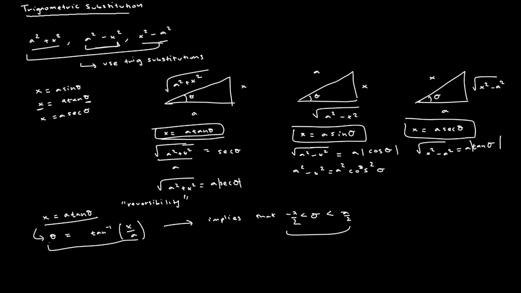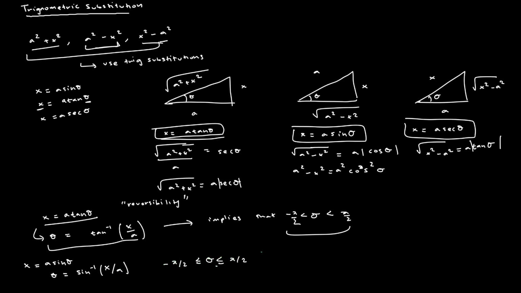So with other substitutions, this domain relates to when we've used x equals a tangent theta. If we did x is equal to a sine theta, then theta is equal to sine inverse of x divided by a. And now our domain is restricted to negative pi over 2 is less than or equal to theta is less than or equal to pi over 2. So we have the equality signs.